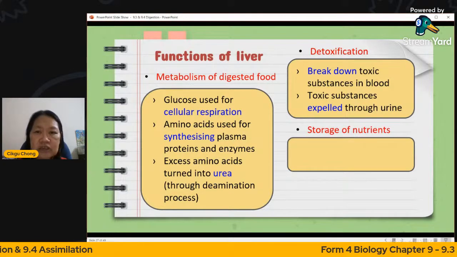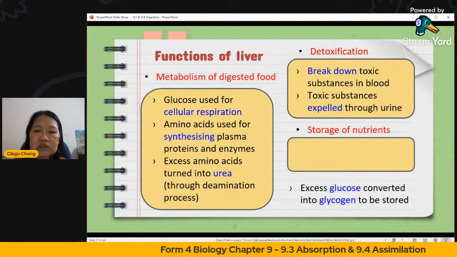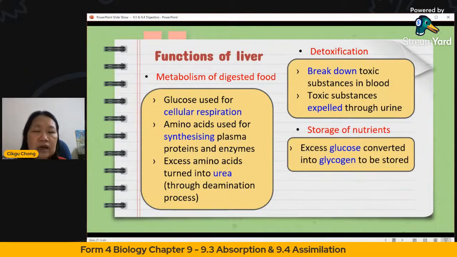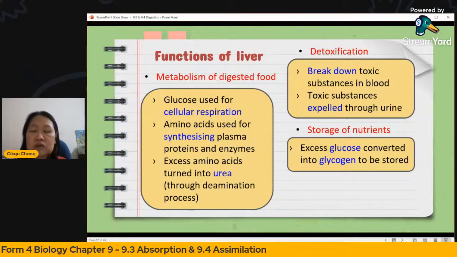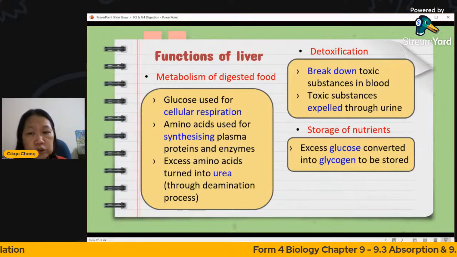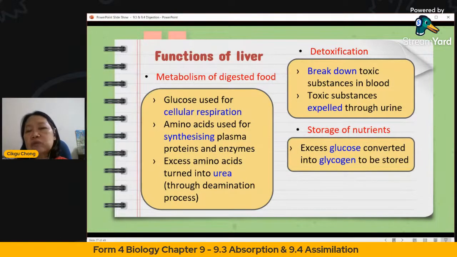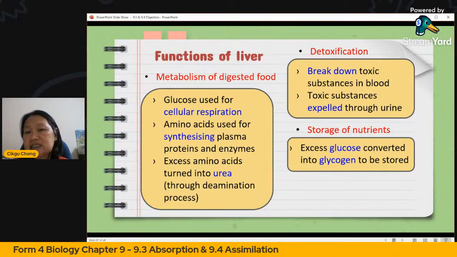Another function of the liver is to store certain nutrients. So it's a good storage of glucose. When you have too much glucose in your body, we do not want to release so much glucose into your body because it will be harmful to your cells. So your liver will store your excess glucose.